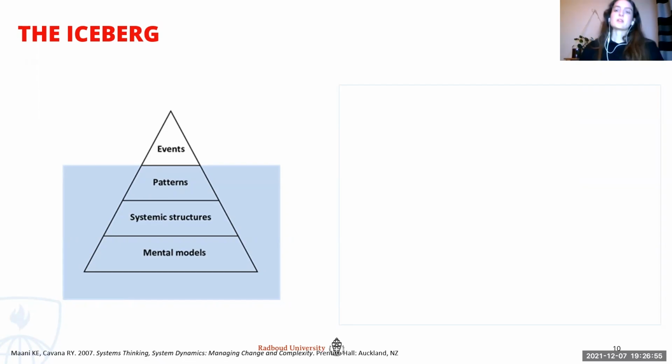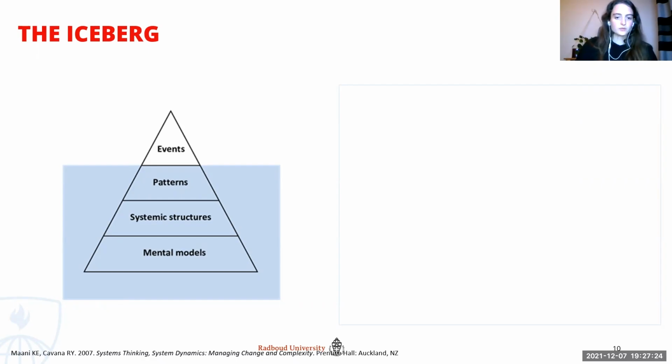The idea of the iceberg is that you have events that you see, but below that you have multiple deeper layers that affect what events you see. So when you want to transition, it is not enough to just address the events, but you need to address all the layers of the iceberg for a true transformation.